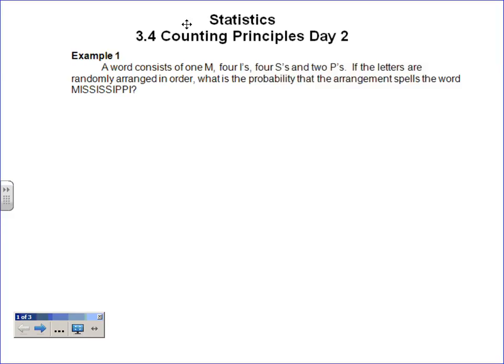So we've got basically one M we can work with, 4 I's, 4 S's, and 2 capital P's. They're all capital. If the letters are randomly arranged in some kind of order, what is the probability that they'll actually arrange themselves in that order? So how many ways do you think that you can be successful then, basically, in doing that?